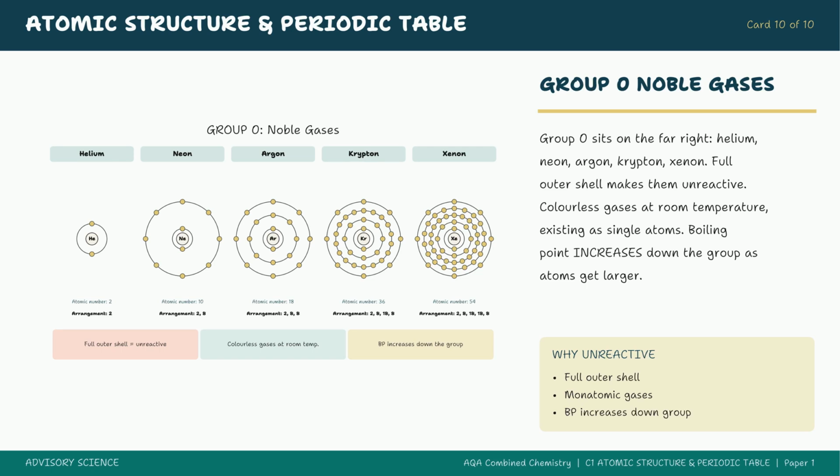In the exam, the classic: why are group naught elements unreactive? That question always wants the same wording, and it will be because they have a full outer shell of electrons. Remember, group naught or group 0, or the noble gases as they're also called, has nothing to gain and nothing to lose.